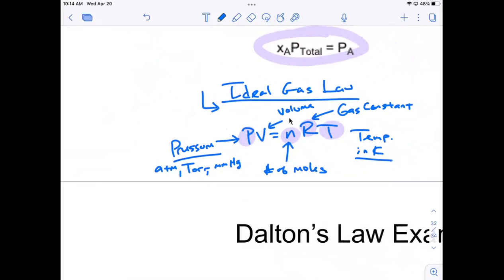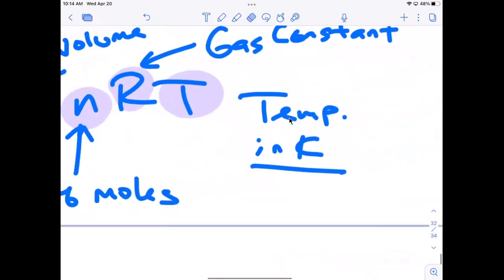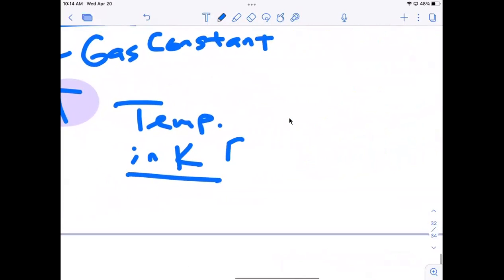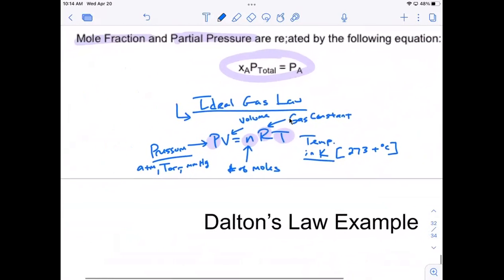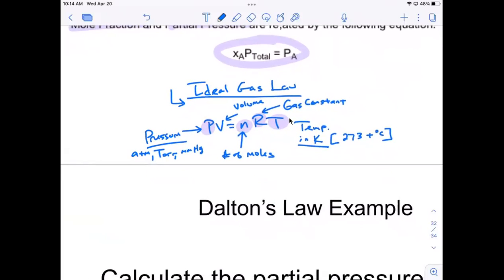Of course, moles are moles. There's no units for that other than moles. But then your temperature has to be in Kelvin, right? And if you remember from way back when we first started, Kelvin is 273 plus whatever your degrees Celsius is. Any questions so far?